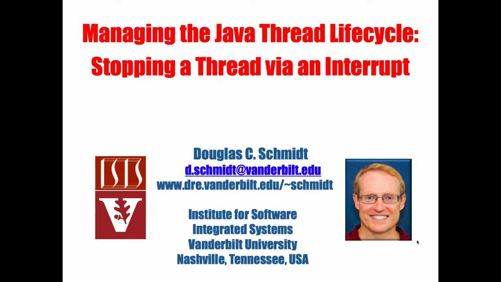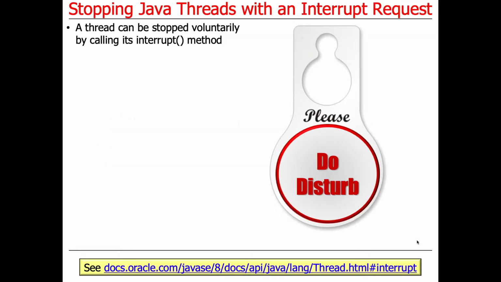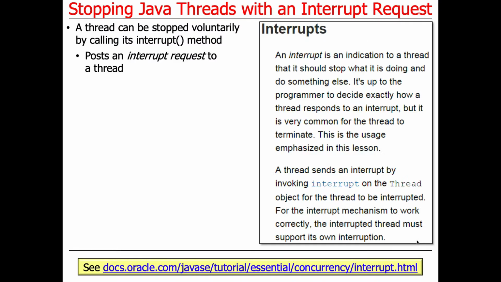So now that you know one way to stop a Java thread using a volatile flag, which is lightweight but somewhat unsatisfying because it doesn't work with blocking operations, let's talk about how to stop a Java thread using an interrupt request. And we'll see that this approach allows us to have one thread stop or cancel another thread by calling the other thread's interrupt method.